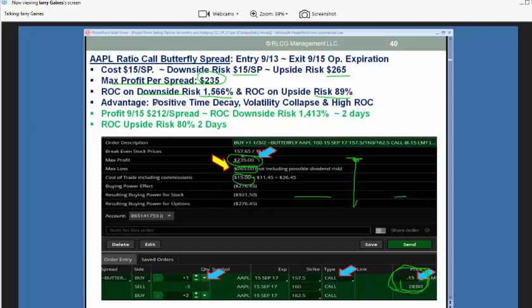Now the great advantage is positive time decay plus, this is the other huge part, volatility collapse, and high return on capital. So this was actually taken off on the 15th at expiration, and the spread made $212 per spread. So you'll see that's a 1,400% return on your downside risk of 15 and 80% on the maximum overall risk. So let's take a look at the option profile.